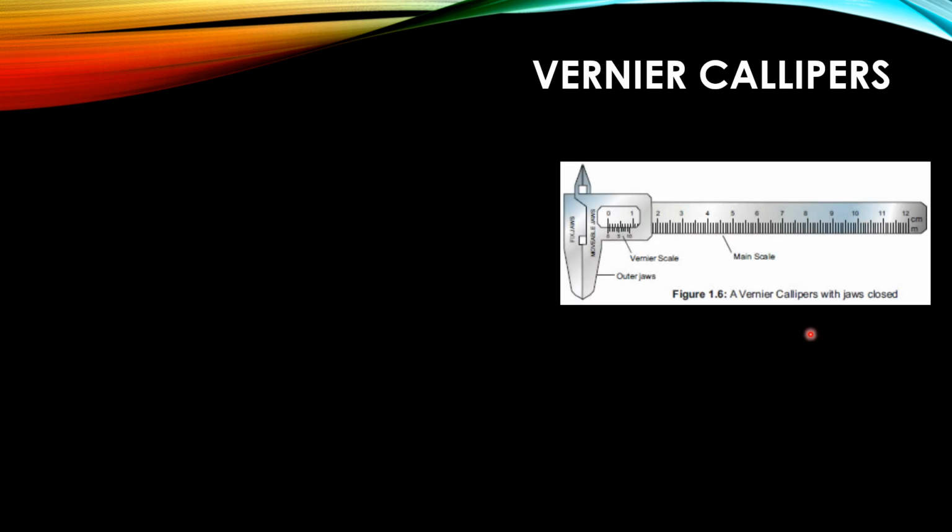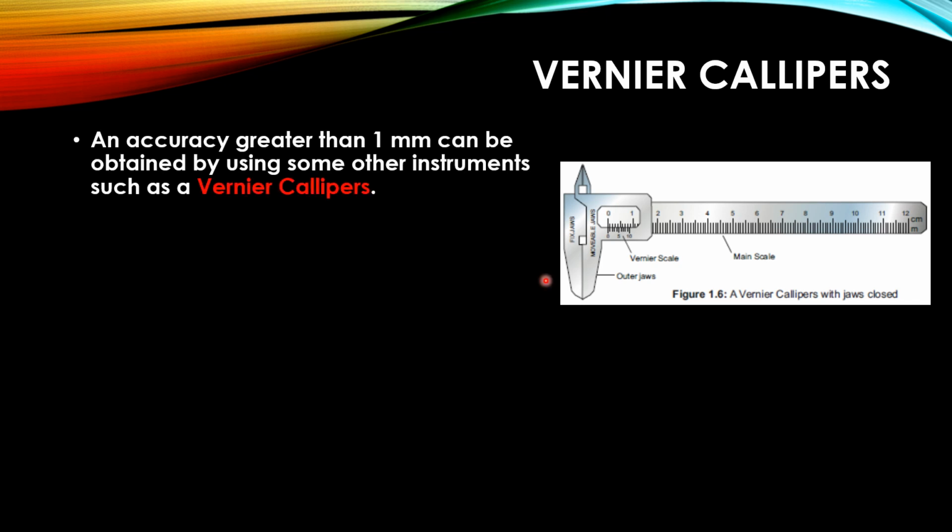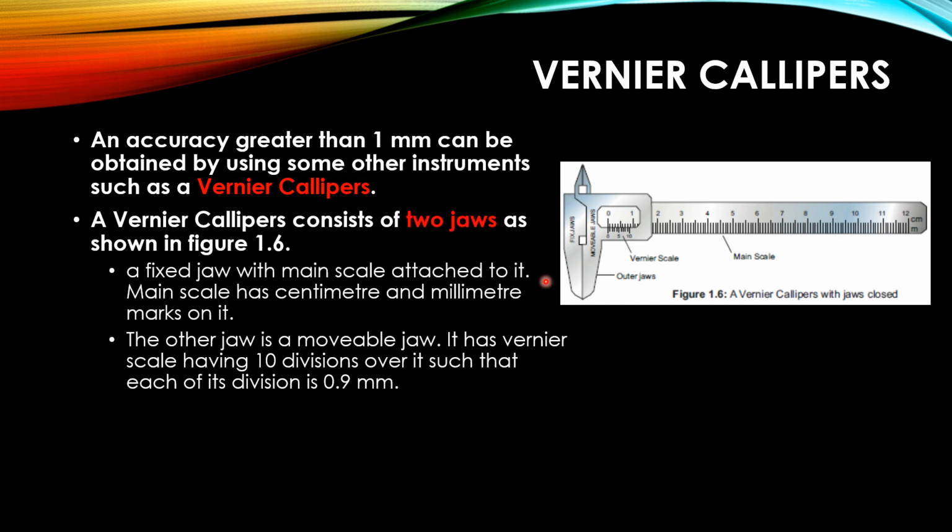Now I'm going to explain another measuring instrument called vernier caliper. This is the vernier caliper in figure 1.6 with the closed jaws. The meter rule can measure the length or the distance up to 1 millimeter only, and accuracy greater than 1 millimeter can be obtained by using other instruments such as vernier calipers, which means that vernier caliper can measure less than 1 millimeter.